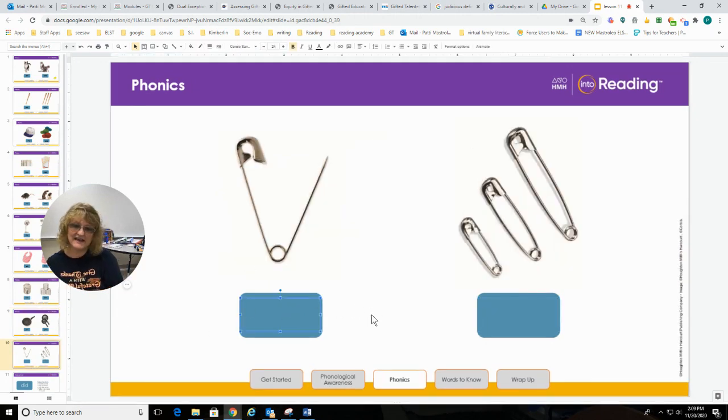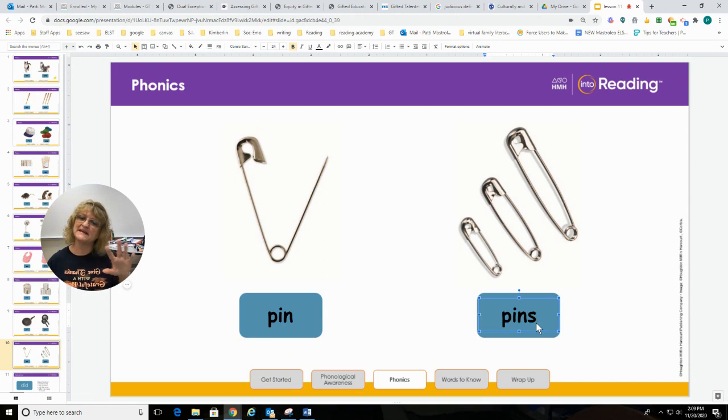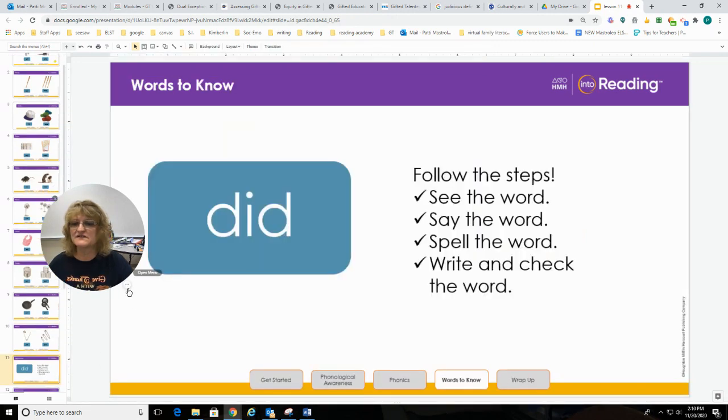Okay, now we have a pen, and there's more than one. What am I going to do? I have the word pen, but I got more than one showing, so I do my magic, and I add an S. Pens. Take the S off, one pen. Add the S, more than one pen. Pen, pens.